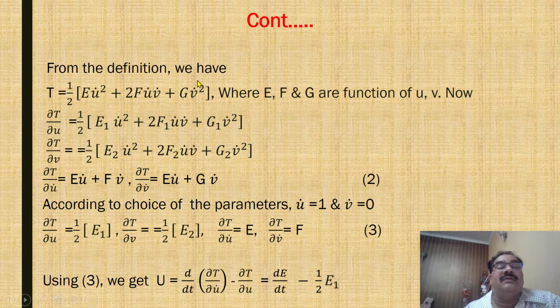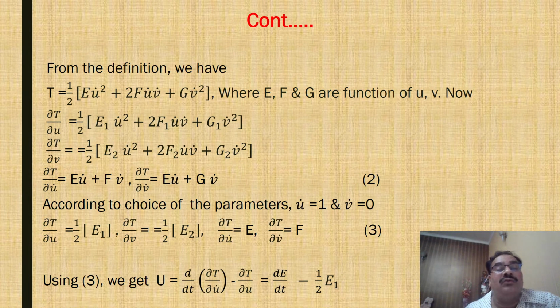From the definition, we know that T is equal to half E u dot square plus twice F u dot v dot plus G v dot square, where E, F and G are functions of u and v. I believe this equation is remembered by all the students. Just write this equation and take the partial derivatives. We know the symbols: in case of v, we use E2, F2 and G2; for ∂T/∂u, we use E1.